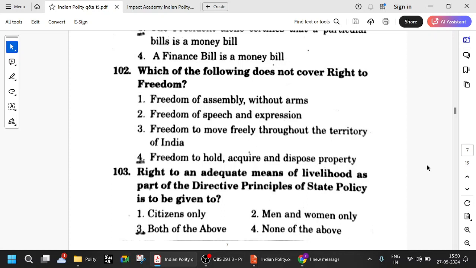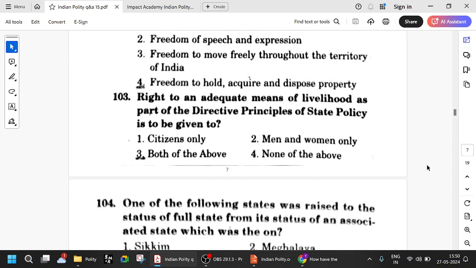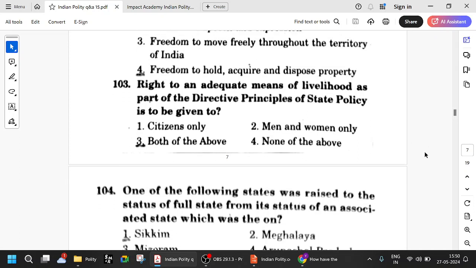So, right to adequate means of livelihood as part of the directive principles of state policy is to be given to both citizens and men and women only. It is given to citizens only. It cannot be given to non-citizens. That is one thing. Men and women only. It's not given to children, because children should not work. So both can be said as right.